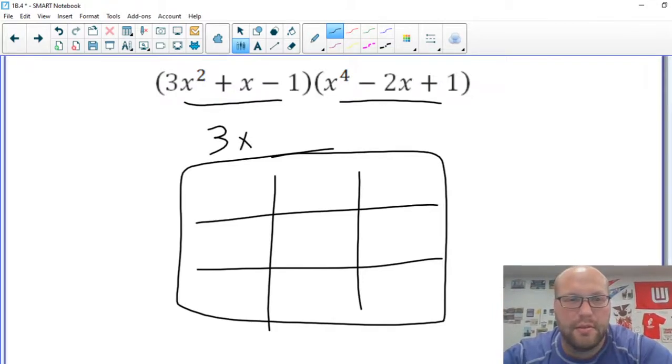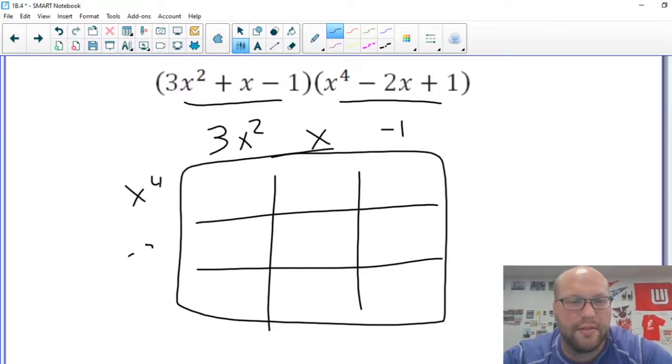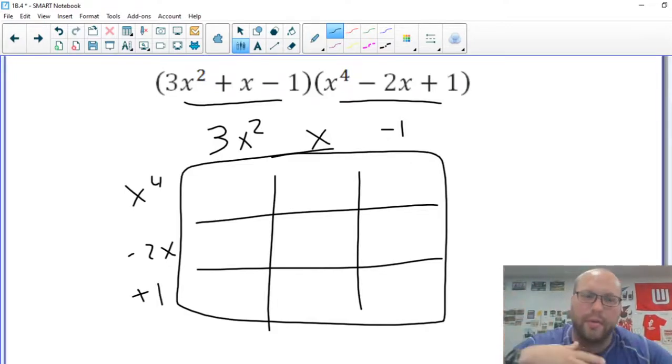So my 3x squared and x and -1 is going to get multiplied by x to the fourth, by -2x, and then +1. Again, you don't need the plus there, but sometimes it's nice to know that that's positive. And then we just multiply.